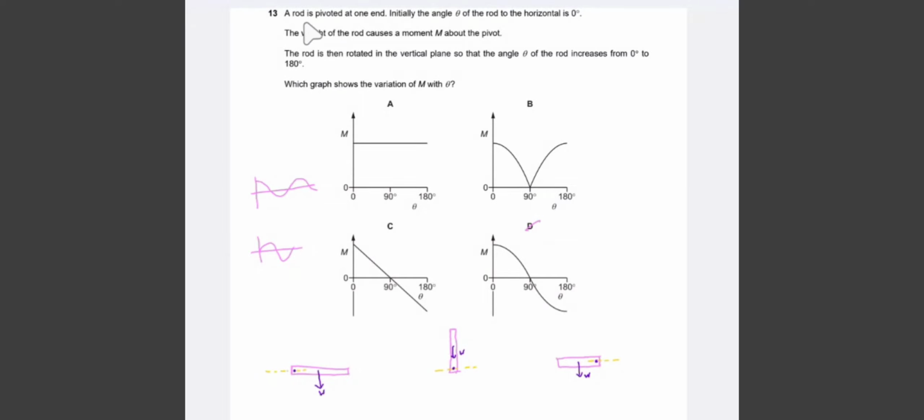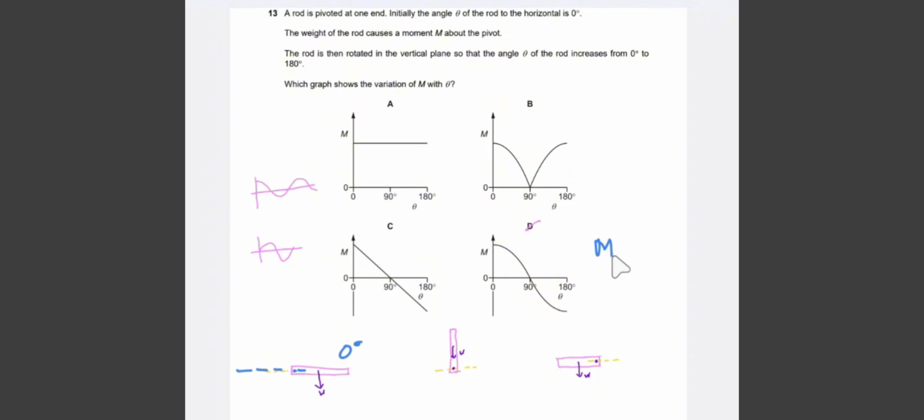Question number 13. A rod is pivoted at one end, that is at this end. Initially the angle theta of the rod to the horizontal is 0. That means with respect to the horizontal, the angle of the rod is 0 degrees. The weight of the rod, which is obviously acting at the center, causes a moment M about the pivot.